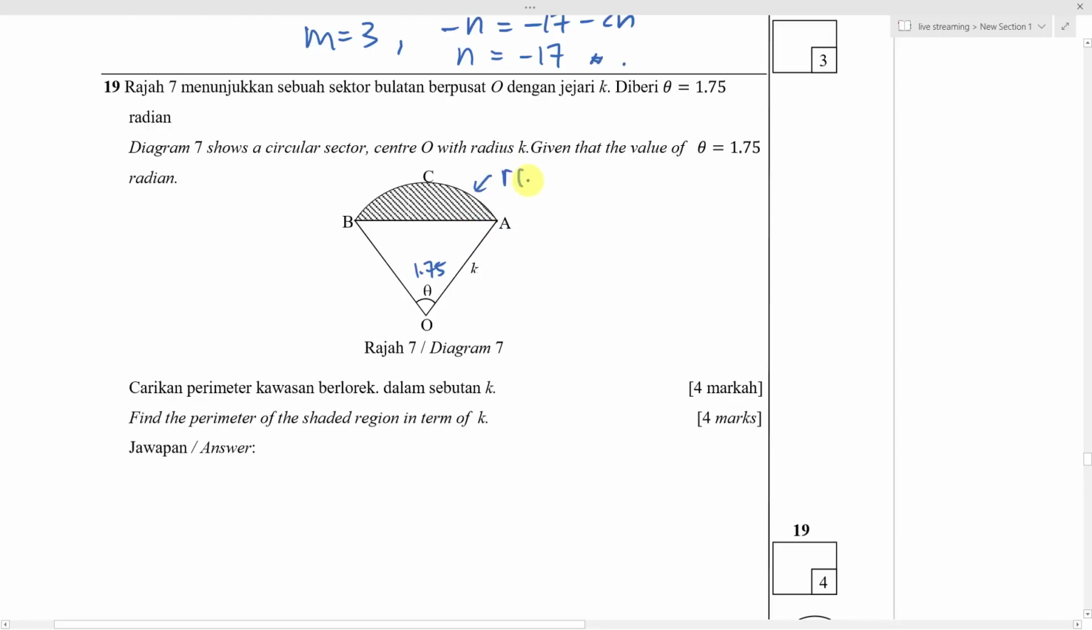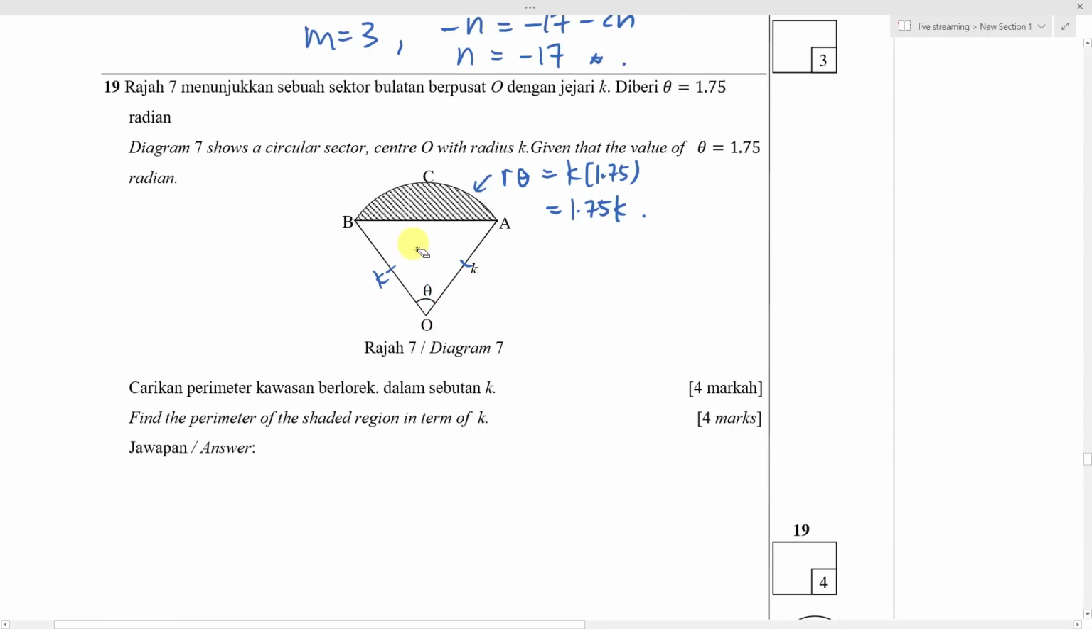The arc length is ED, right? Arc length is r theta. So basically it's k multiply 1.75. So the arc length BCA is just 1.75k. Alright, then we want to find this thing. Because both sides are the same length, it's an isosceles triangle, so you can divide them into half, and then you will get 1.75 divided by 2.